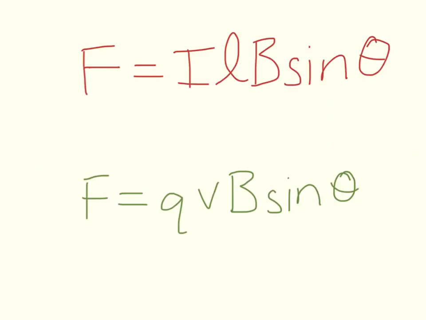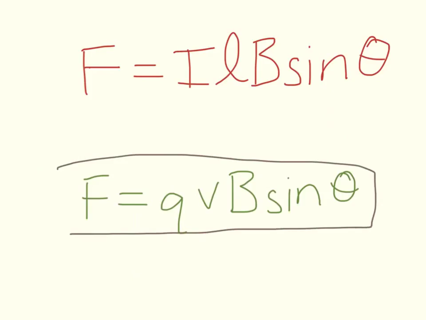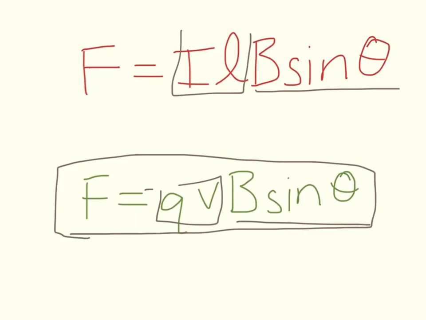This new equation that we've been discussing with current is very similar to the equation we discussed in the last lecture, so I'll talk a little bit about how the two of them are related. We can see that this B sine theta term is the same in both equations, but what about QV and IL? We know that the current is equal to the amount of charge passing through a cross-section of a wire divided by an amount of time.